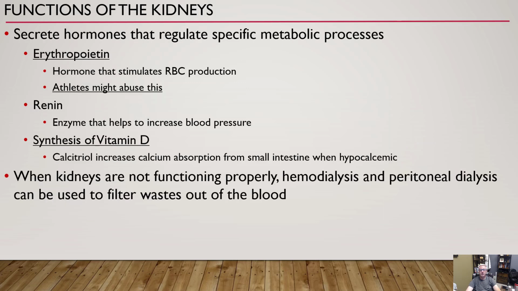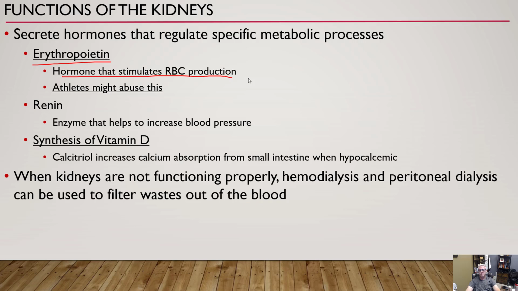All right, some other functions of the kidneys is that it can regulate specific metabolic processes by secreting different hormones. We've already talked about erythropoietin in previous chapters. Remember, erythropoietin is that hormone that stimulates red blood cell production. We talked a couple times in 2 different chapters about how athletes abuse this. And erythropoietin is stimulated by low blood oxygen concentration.